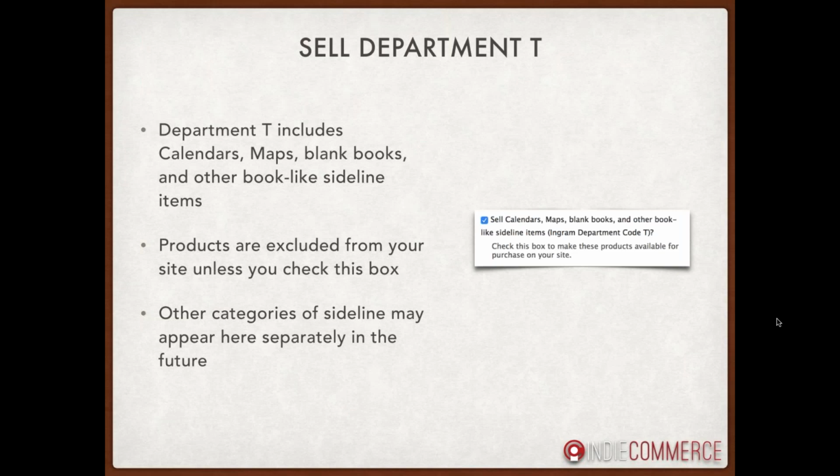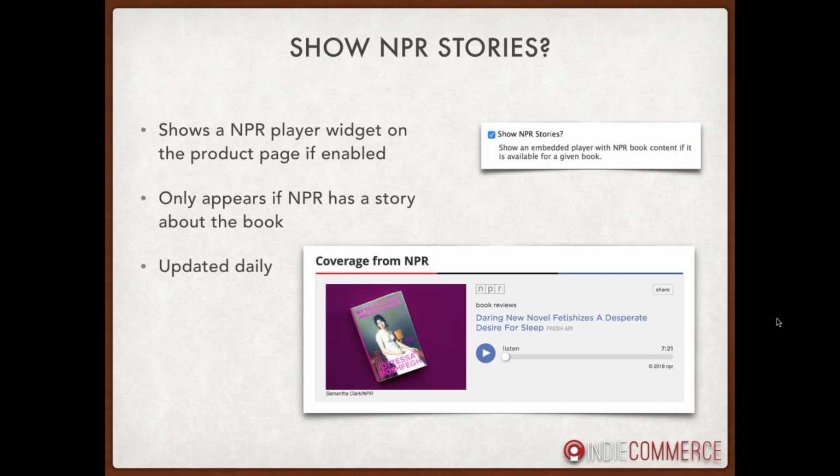The next preference on this page is whether you want to sell what we're calling Ingram's department code T. This is a new feature on the site. We just added it in the last couple of weeks. And this department includes about 10,000 products, which are calendars, maps, blank books, and other book-like sideline items. So that's things like journals and day planners and cool stuff like that.